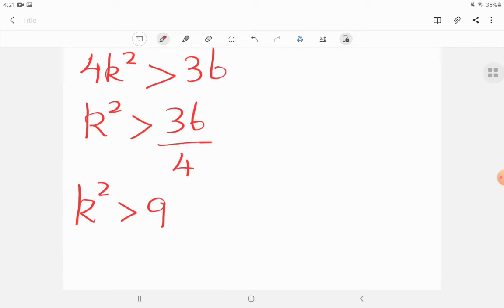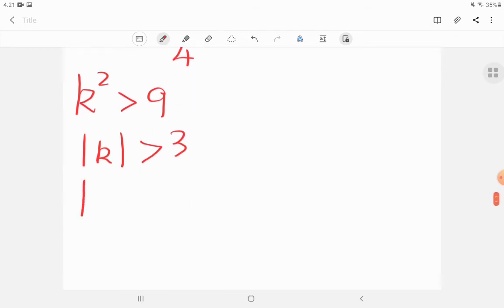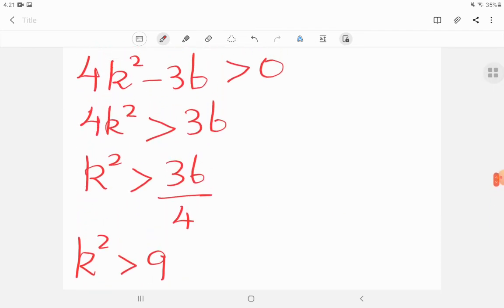Now, since k square is always positive, we require k is greater than 3 or k is less than -3. So we take the absolute value of k. When we represent the absolute value, we draw two lines on either side. So the absolute value of k is greater than 3, which means k is either greater than 3 or k is less than -3.